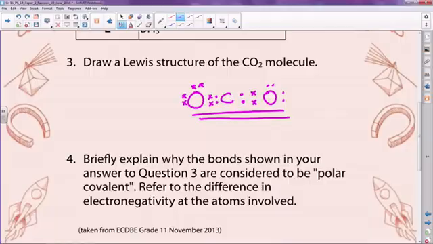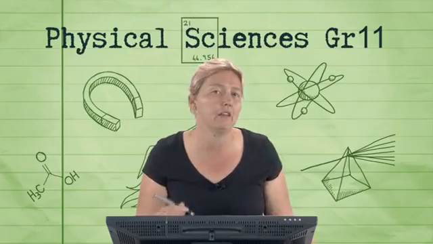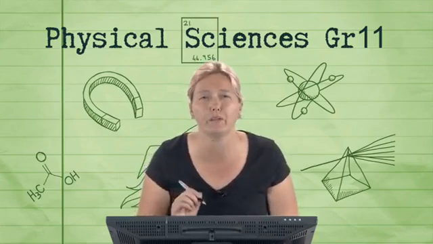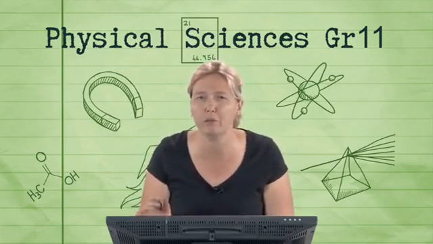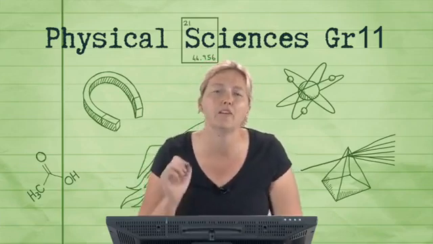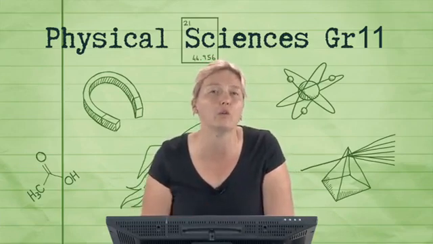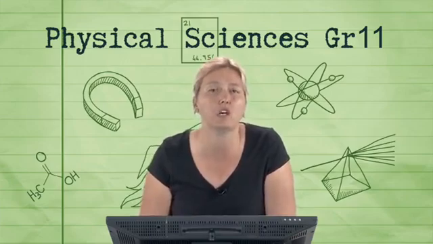The question was, briefly explain why the bonds shown in your answer to question 3 are considered to be polar covalent. So remember, polar covalent means that there is an electronegativity difference. There's a shared pair of electrons, but there is a bit of a pull either to one side or the other. So what you need to do is you need to grab your periodic table, have a look at the electronegativity differences, and then I think I need to give you a minute to answer this. Okay, I don't have to write out a full explanation, just point form for me. I'll give you a minute to answer why you think these are called polar covalent bonds. And your minute's going to start now.